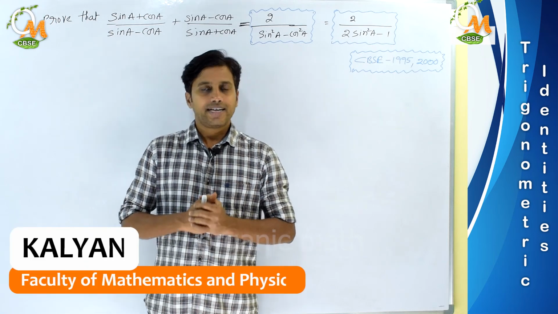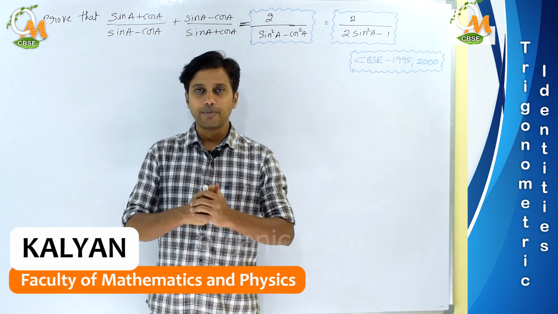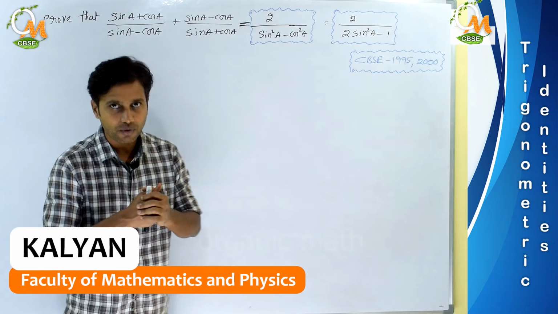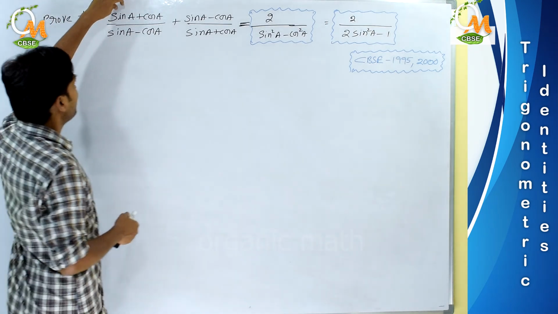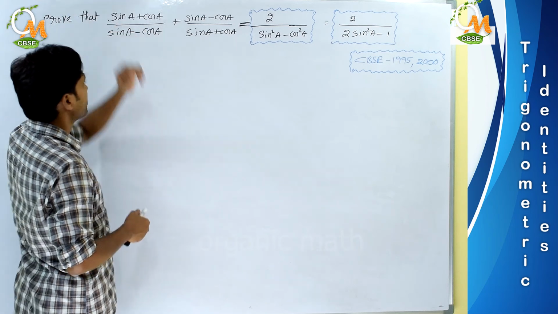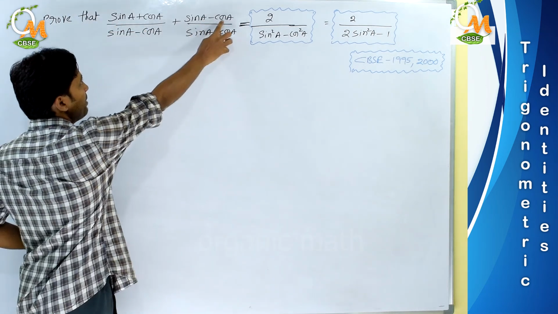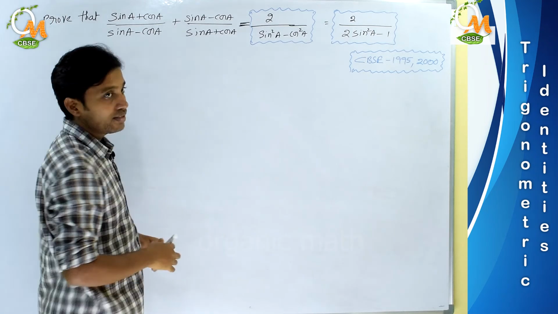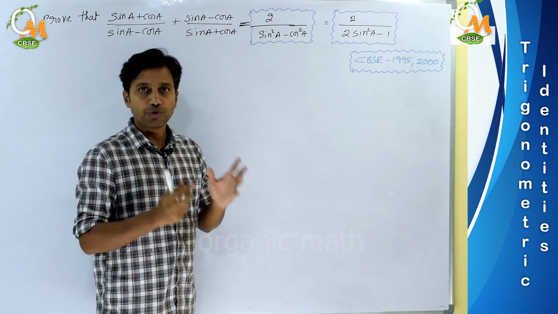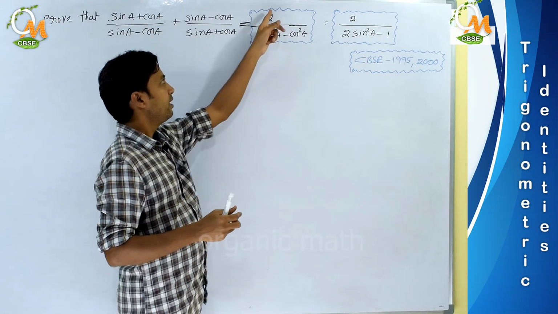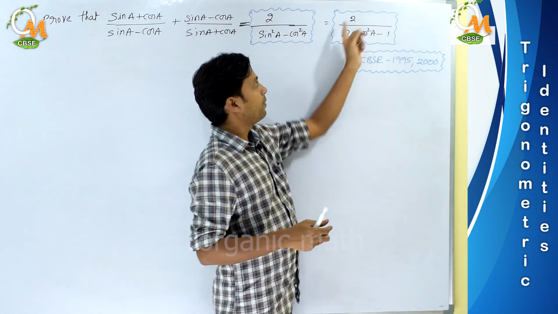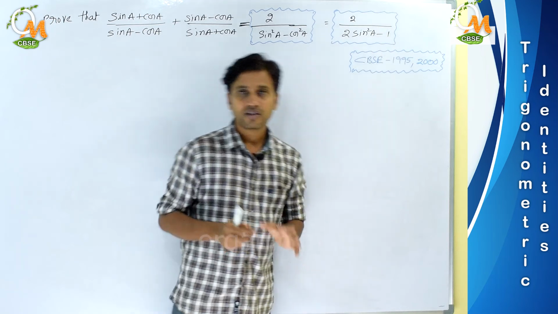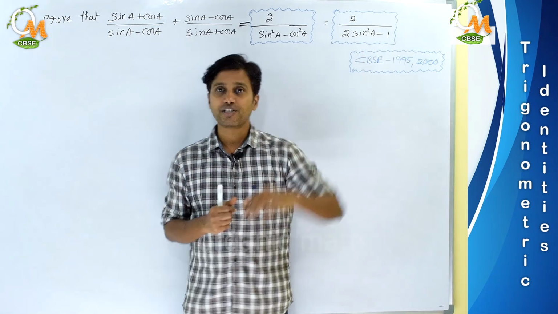So students, let us see one more question based on trigonometric identities. Prove that (sin A + cos A)/(sin A - cos A) + (sin A - cos A)/(sin A + cos A) equals, and here we need to show two results. One is 2/(sin²A - cos²A), and another one would be 2/(2 sin²A - 1).